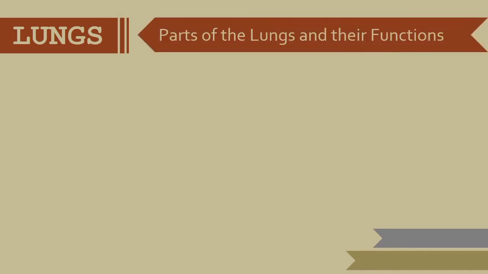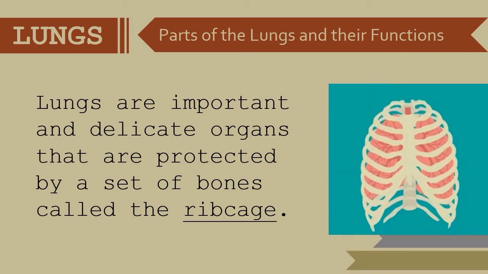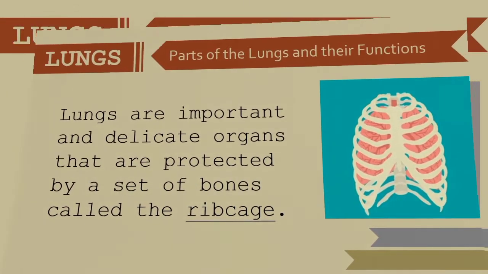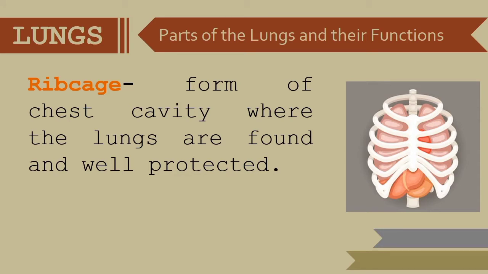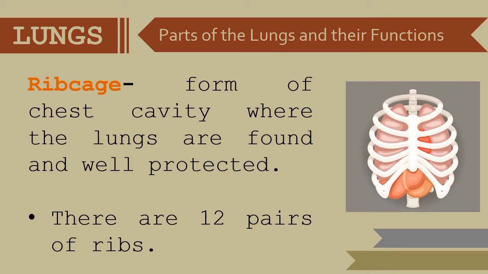Now let's proceed to the parts of the lungs and their functions. First, the lungs are important and delicate organs that are protected by a set of bones called the rib cage. See the sample picture. So this is the picture of our lungs that is covered and protected by our rib cage. Our rib cage forms the chest cavity, where the lungs are found and well protected. The human body normally has 12 pairs of ribs.